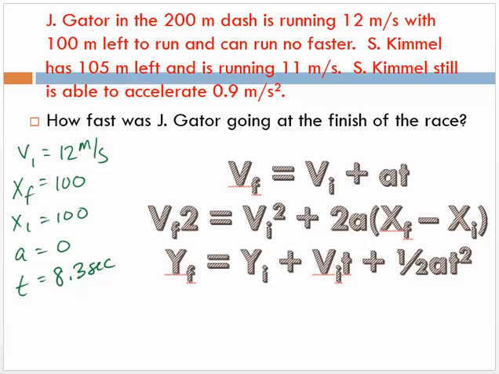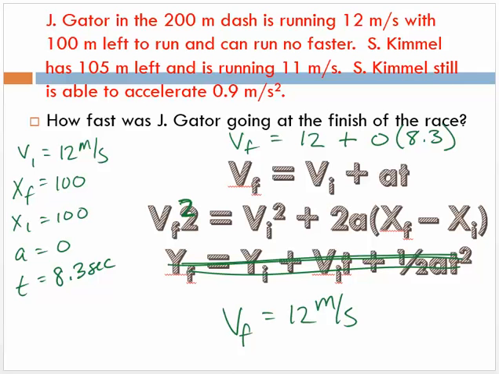Okay, and this next problem says, how fast was Jay Gator going at the finish of the race? Well, we want to know a velocity final. That's how fast he's going at the end. So this bottom equation doesn't even have a VF in it, so I know I'm not going to use this one. So now I can use the top one or the middle one. I'm going to try the top one first. Do I know his initial velocity? Yes. Do I know his acceleration? Yes. Do I know his time? Yes. So what we find out with this problem is that Jay Gator was going 12 meters per second. Well, some of you said, well, duh, Mr. Kimmel, he was going 12 meters per second and he can't run any faster. But here is the algebra to back that assumption up.